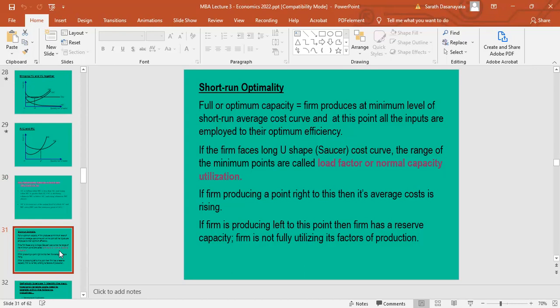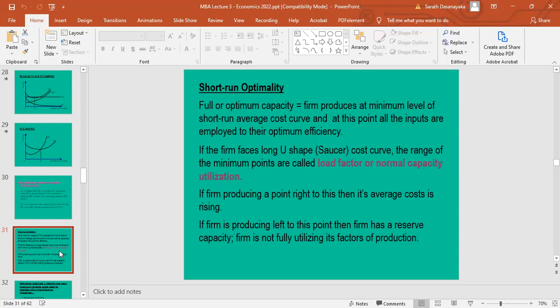If we take Sri Lankan construction companies, we are working, maybe to the left or right, but we are not working in the minimum area. That is why we are not competitive. If the firm faces a long U-shaped cost curve, the range of these minimum points is called the load factor, or normal capacity utilization. The company should work in that area, then the company should be competitive. Otherwise, they can't sell in the international market. That is why the Chinese can do it. That is why the Japanese are very good in automobiles, and maybe now it is coming to other countries. Sometime back, you remember, our Sri Lankan tea sector was working in that area, but now not anymore.